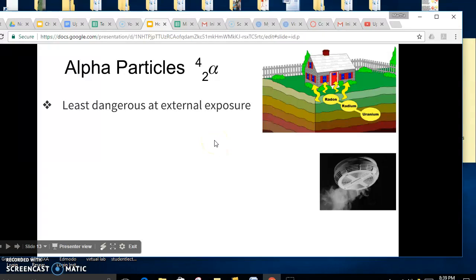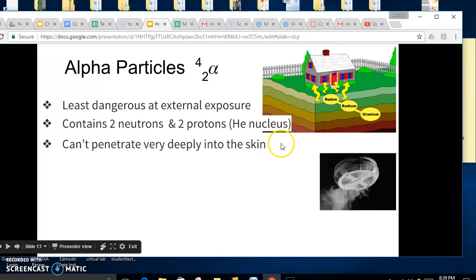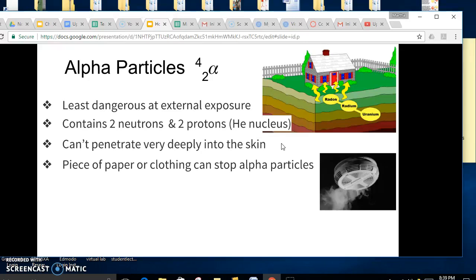So alpha particles, you can again see the symbol. They're the least dangerous at external exposure, meaning if you're exposed to them, they're externally not going to do a lot to you because they can be stopped by a piece of paper. They do contain two neutrons and 2 protons, which is why they have a mass of 4. And then you see the 2 at the bottom. They're about the size of a helium nucleus.